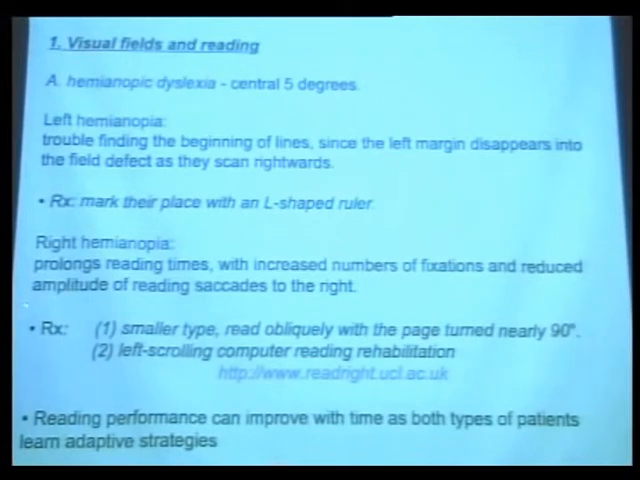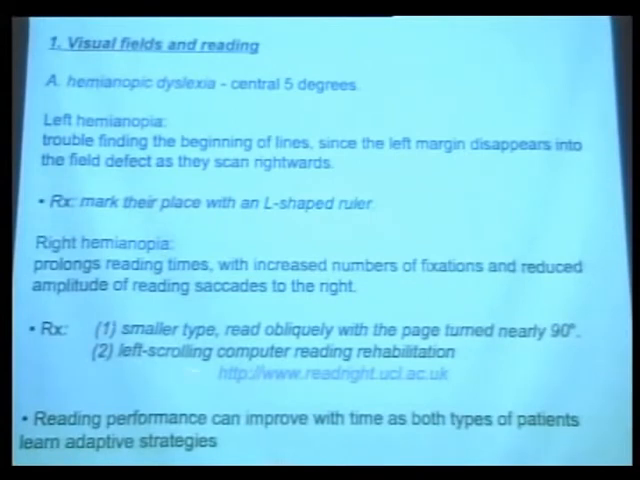What you can do to try to get around this, ironically, is to give them smaller text. Because smaller, finer print occupies less space, they can actually see more of the words per fixation. You can also, if they have a field defect that's not complete, try to align their text to the page obliquely, sometimes even 90 degrees, so that you try to avoid the text falling into their scotoma.